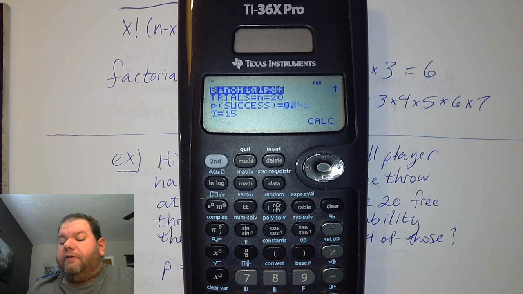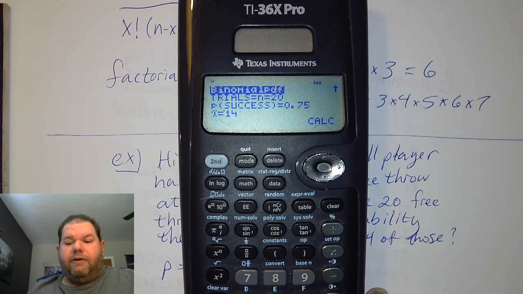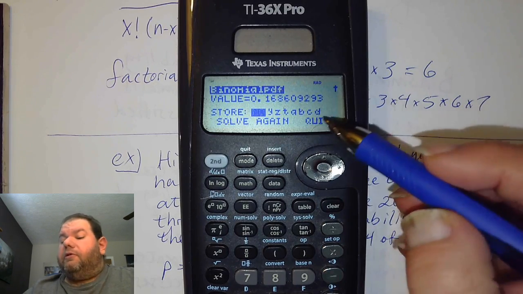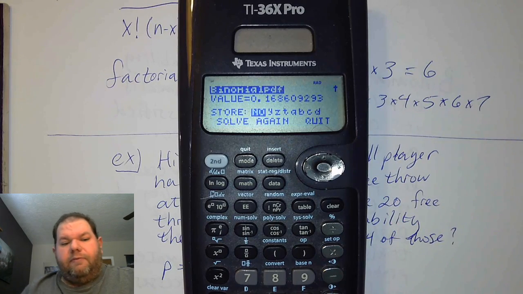Probability of success, we have 0.75. And number of successes, we said 14. We go down and we say calc. And so it gives us the same result, 0.1686, and continuing from there.